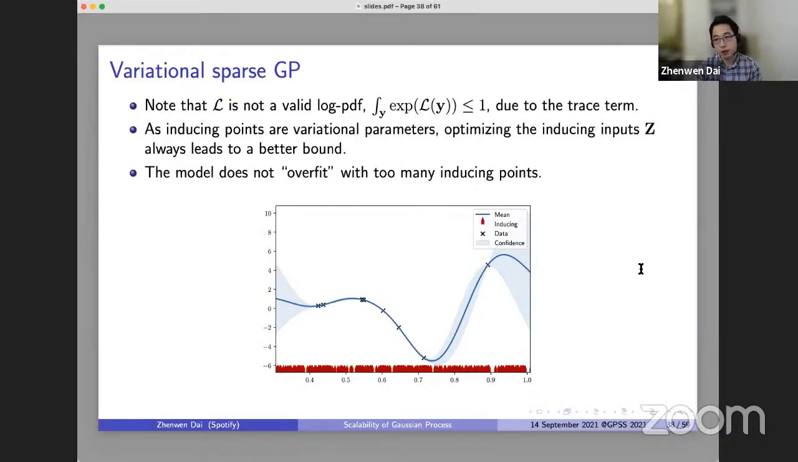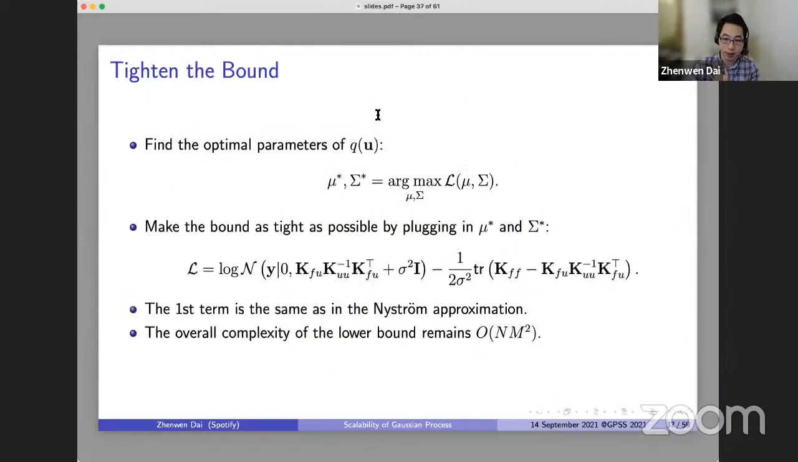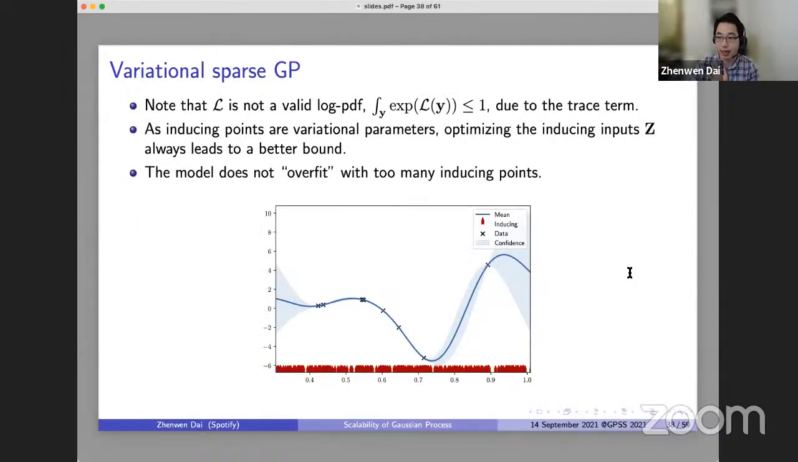A few observations of this newer formulation. First, this is a lower bound, but not a log PDF. Exactly because of the trace term, if we exponentiate the variational lower bound and integrate it over y, the integral will be smaller than 1. Unless the trace term is 0, then the lower bound becomes exact, and therefore the lower bound of the log PDF becomes the exact log PDF.